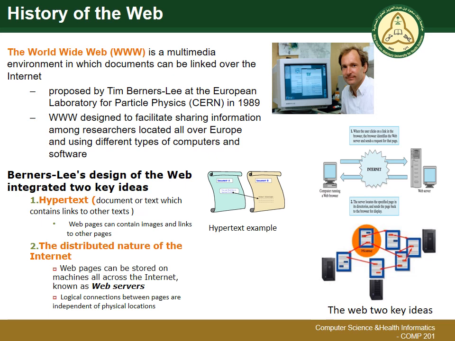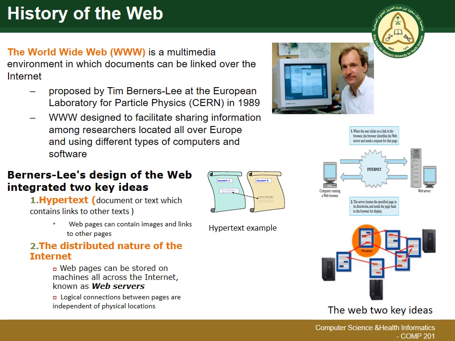The popularity of the internet started in the early 1990s when the World Wide Web was developed. What is the World Wide Web? The web is a multimedia environment in which documents can be linked over the internet. The World Wide Web was proposed by Tim Berners-Lee in 1989. Lee was a researcher at the European Laboratory for Particle Physics, and the researchers and the laboratory were located all across Europe, using different types of computers and software. So they found it difficult to share information effectively.